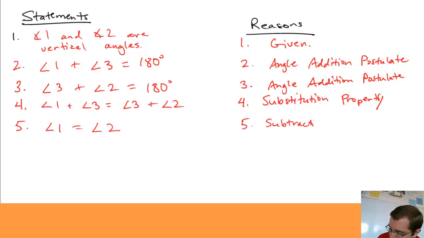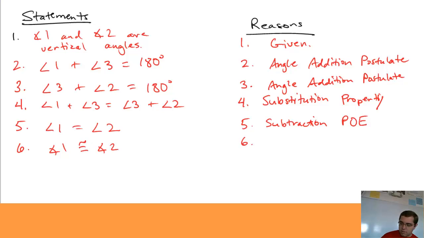That is called the subtraction property of equality, or POE. Remember, our properties of equality tell us what we can do to both sides of an equation. Alright, my goal was to show that angle 1 is congruent to angle 2. I've just shown that angle 1 equals angle 2. All that remains is to state that angle 1 is congruent to angle 2. Why do I know that they are congruent if they are equal? Because that is the definition of congruence.